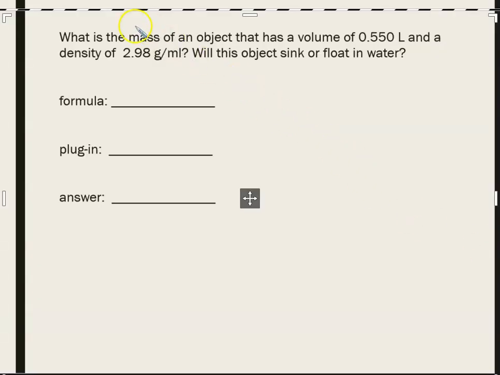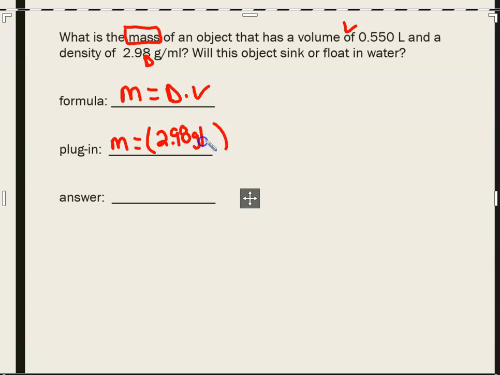We've got what is the mass of an object. And so I've been given a volume here, and I've been given a density. If I go to my triangle, the formula is mass, because it's on top, is the density times the volume. So my mass is the density, and the density is 2.98 gram per milliliter.